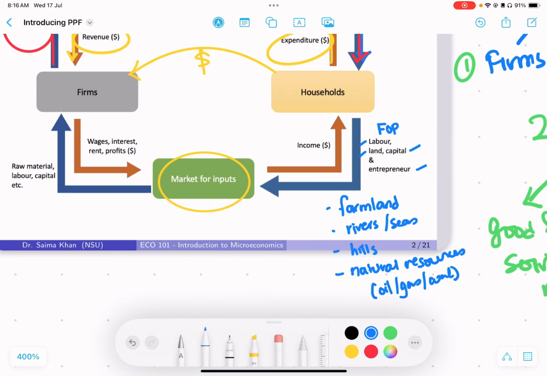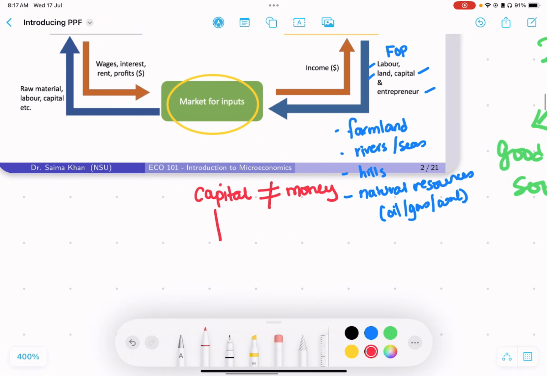Okay. Then what is capital? Now, when you see capital, please don't confuse it. So basically, what I'm trying to say is when you see the word capital in accounting or some business subject, you may think it's money. But in economics, when we say capital, we don't mean money. What we actually mean is machinery. All right, so whenever you see the word capital, think machines.